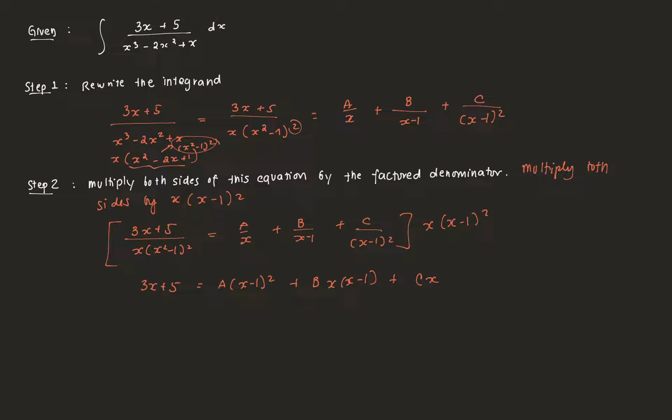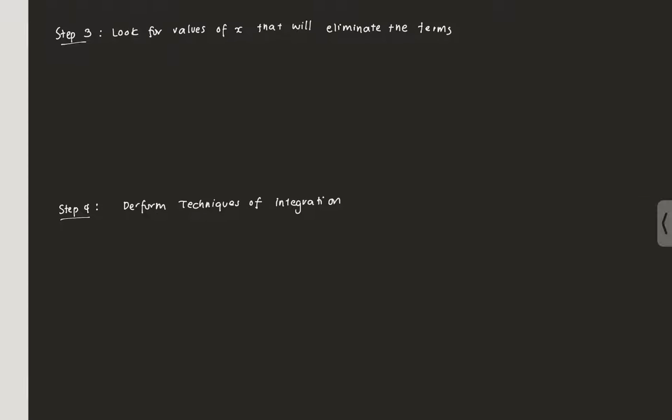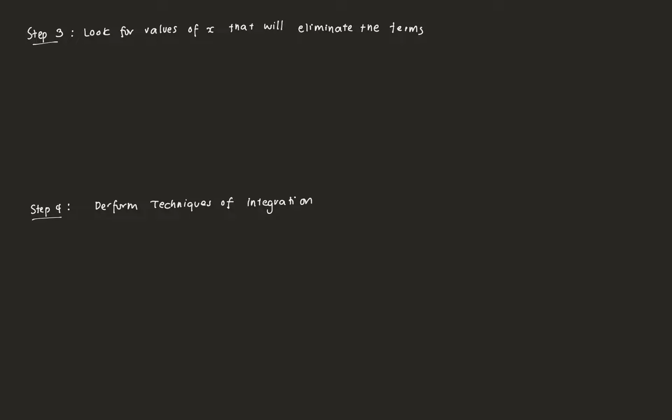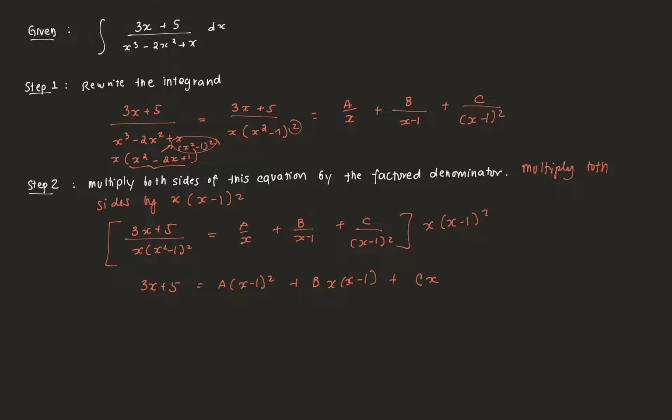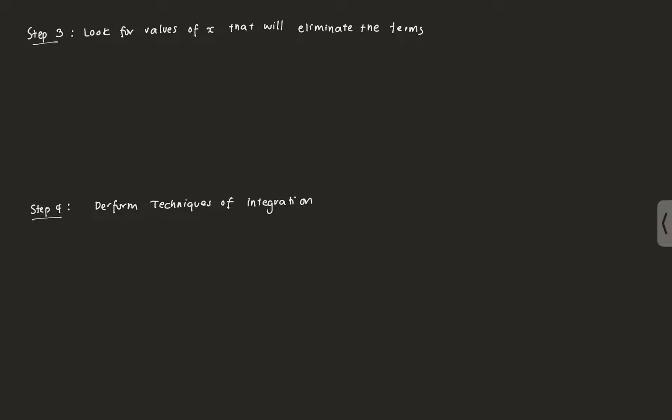Then with this form, we can now see that it's in linear form. We can think of the values that will eliminate the terms that we have. We want to eliminate A, B, and C, so it's easy to solve. Let me just rewrite this one here. This is going to be 3x + 5 equal to A times (x minus 1) squared plus Bx times (x minus 1) plus Cx. We're going to think now of values for x that will eliminate the terms.